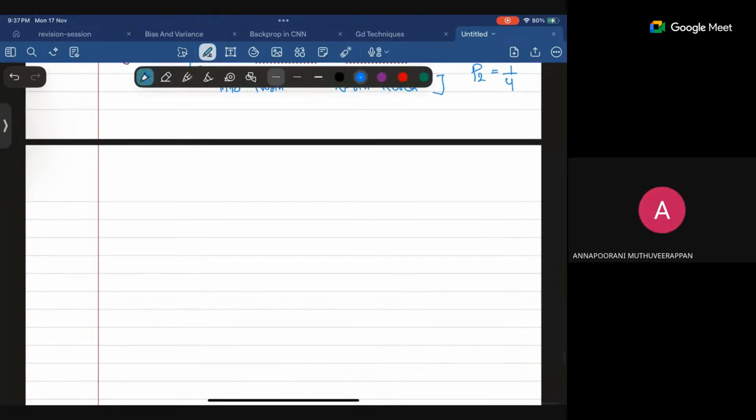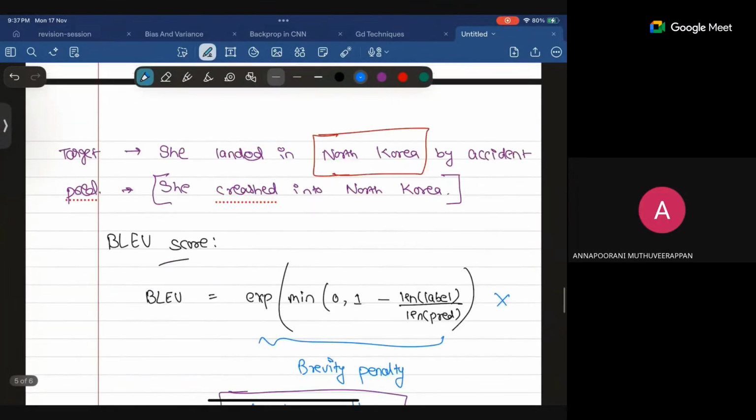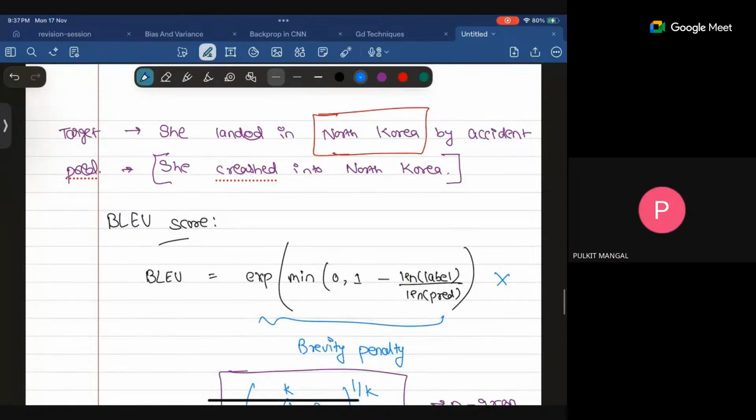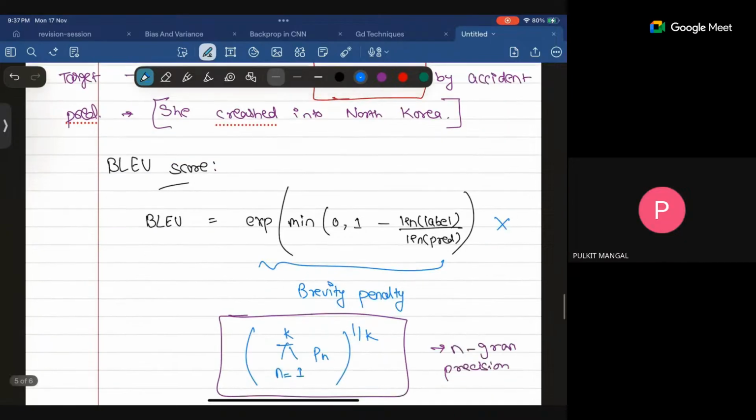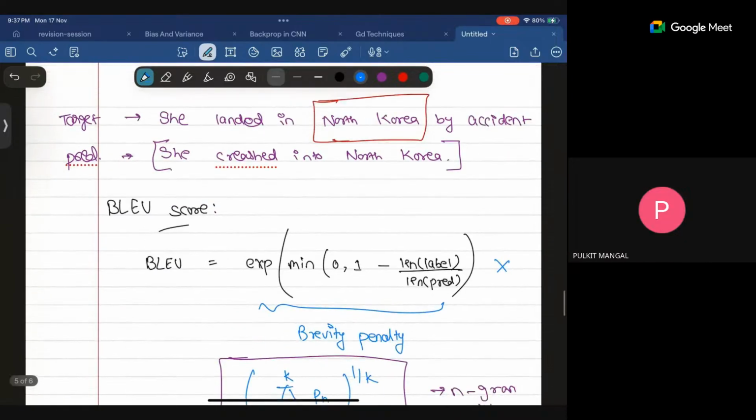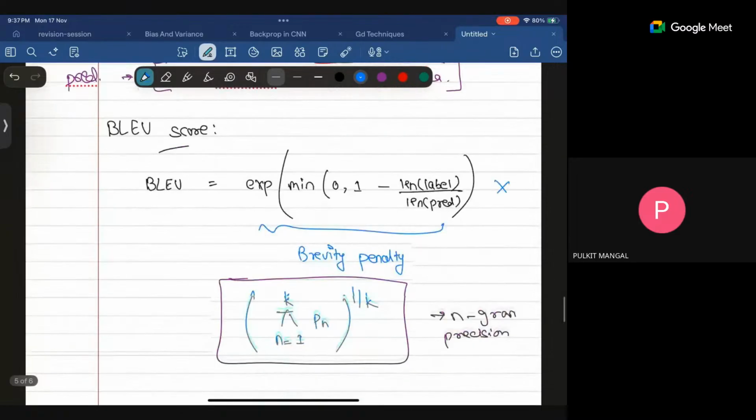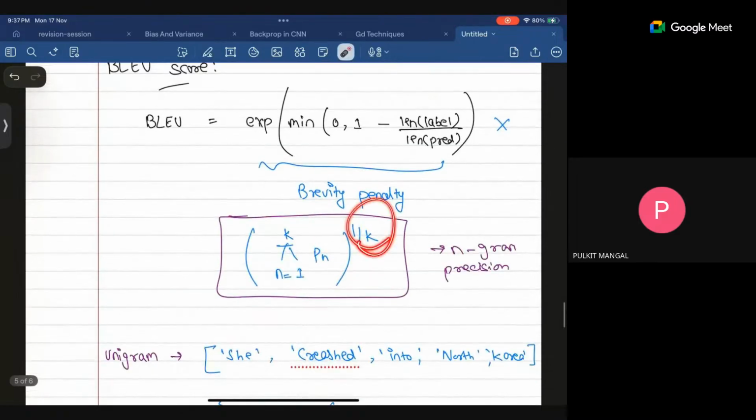If we go 5-gram, then it will be 0, no? Yeah, then it will be 0. Then the multiplication of probabilities will be 0. But then we'll be having this power also. So 0 power 1 by something, whatever power it is there.